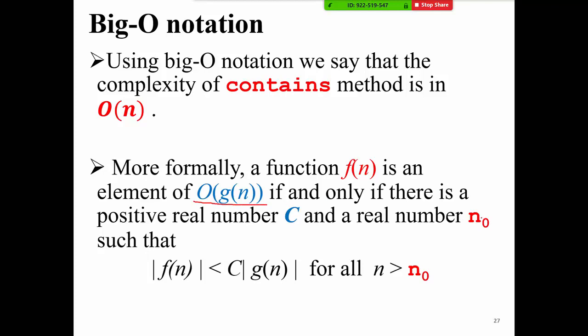If and only if, again, we find a constant c and we find the element n0 inside the domain. And here we take the absolute value to make sure the function gives us a positive value. We know that n is always positive because it's the size of input, and we are taking the absolute value of the function f of n and the absolute value of g of n with the help of c to make it more like a mathematical definition for the big O notation.